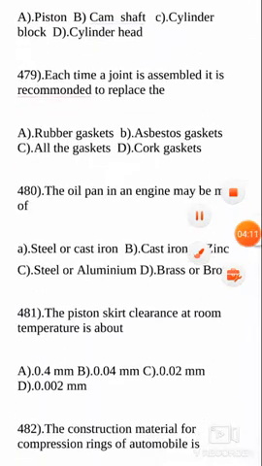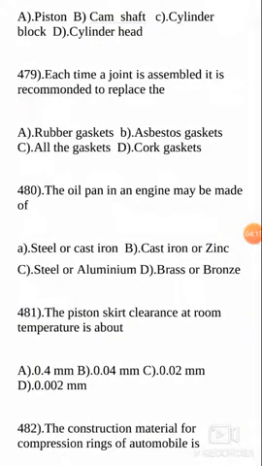Next question. Each time a joint is assembled, it is recommended to replace what? There are various types of gaskets: rubber gaskets, asbestos gaskets, cork gaskets. These are all gasket materials. If any gasket is going to be replaced, the total set is to be replaced. That means each time a joint is assembled, because it is going to affect the other gaskets, you have to remove all the gaskets, whatever material you use.